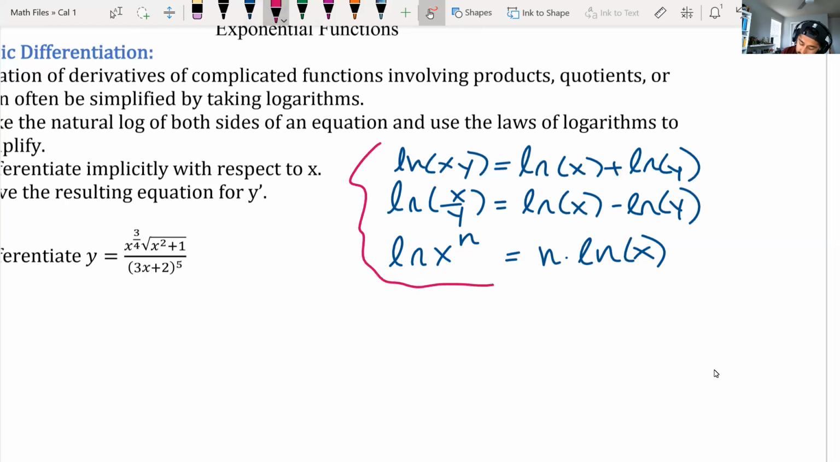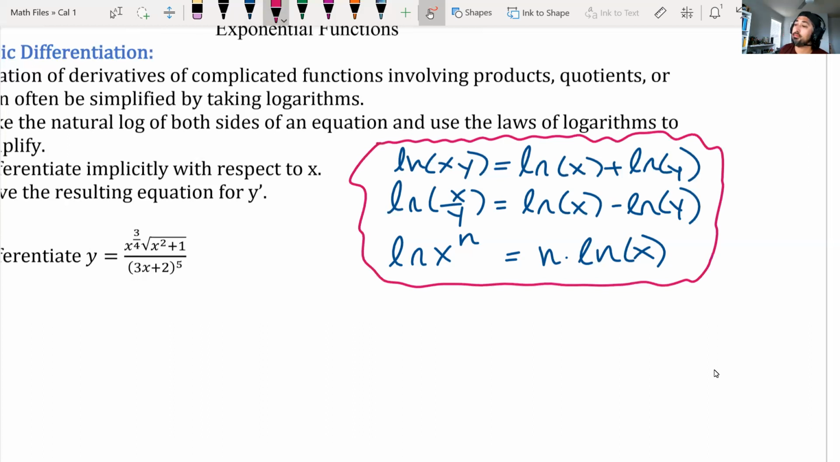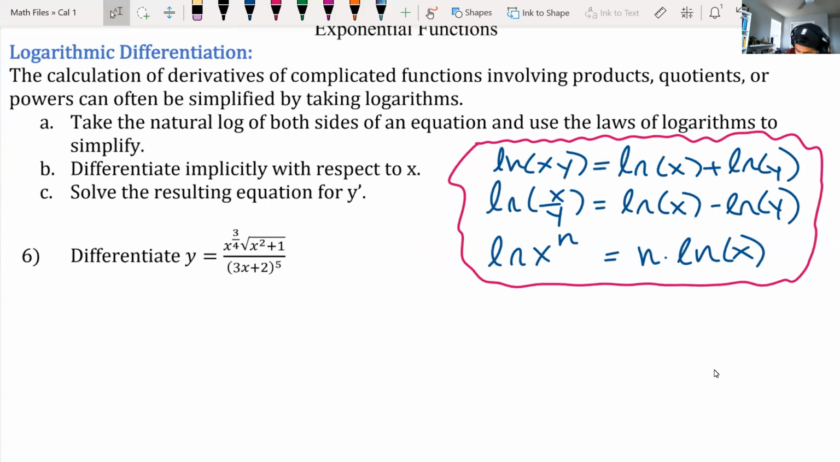These are the 3 log rules, log properties that will save your life. And you learned them all the way back in 1414.